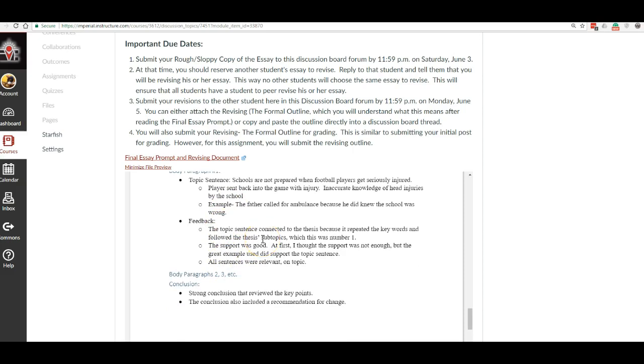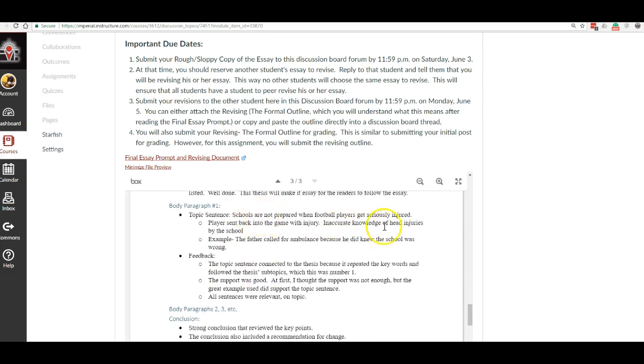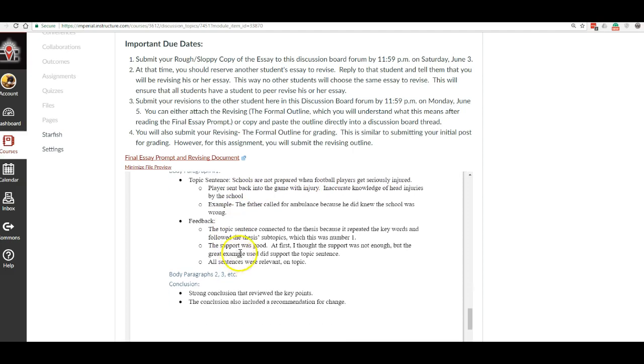First of all, I thought that her topic sentence connected back to the thesis statement, because she said schools are not prepared for injuries. Again, if you look at her thesis, this connects directly to it. Then the topic sentence, was the topic sentence supported? It was. At first I thought, oh, maybe she doesn't have enough. But the example she used was really good. So she had a major detail and a minor detail, and they were really good. And everything was relevant. She stayed on topic.